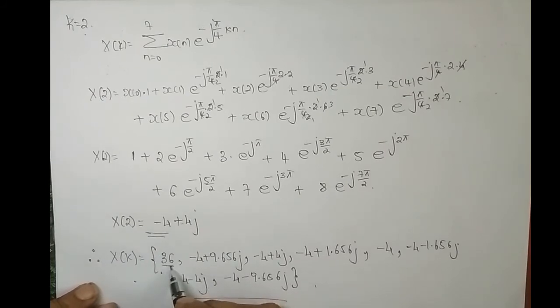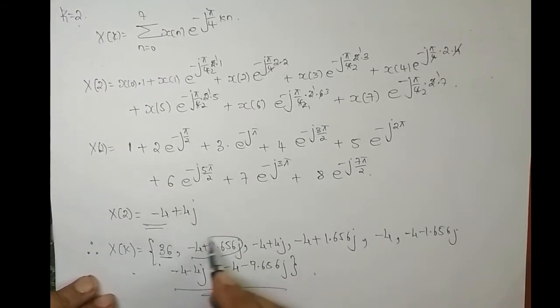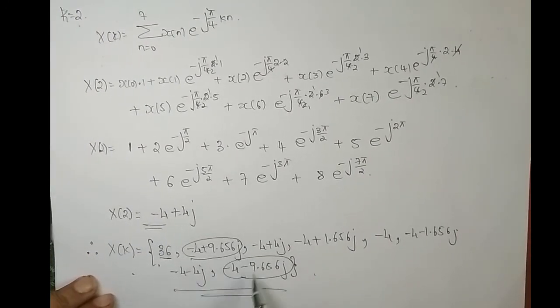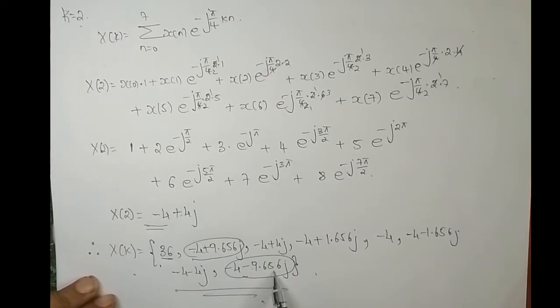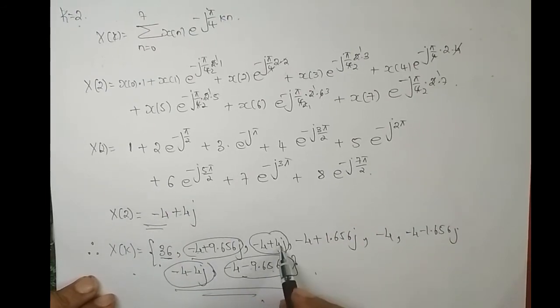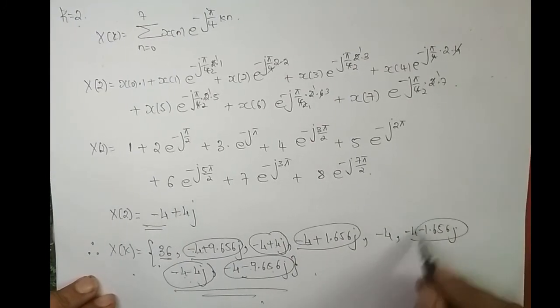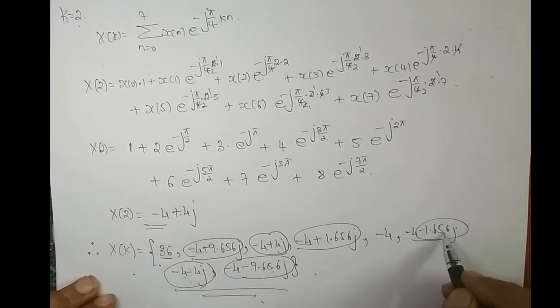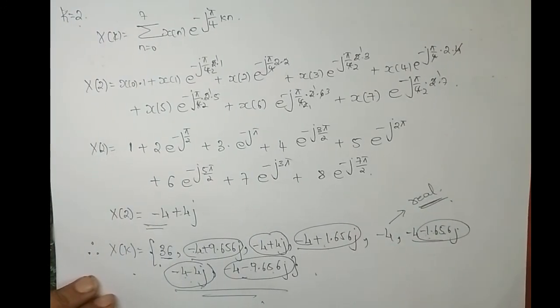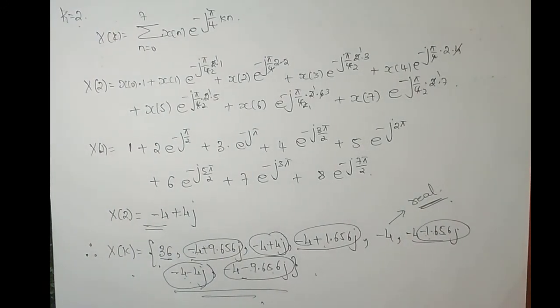So the first sample is 36, right? Whereas the second sample is the complex conjugate of the last sample, so minus 4 plus 9.656j, whereas here minus 4 minus 9.656j. And the third sample is the complex conjugate of the last but one sample, which is minus 4 plus 4j and minus 4 minus 4j. And the fourth sample is always the complex conjugate of the last but third sample, which is minus 4 plus 1.65j and minus 4 minus 1.65j. These two are complex conjugates. And this middle sample will always be real. Fine. So this is the second point to be noted in finding n-point DFT.